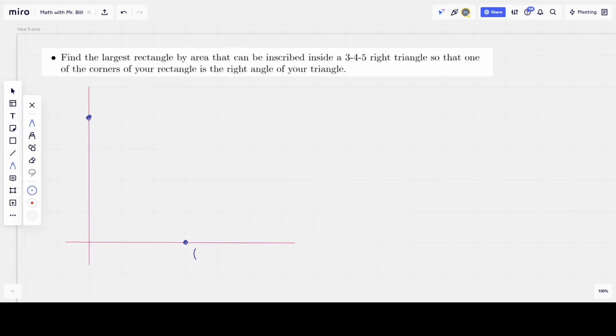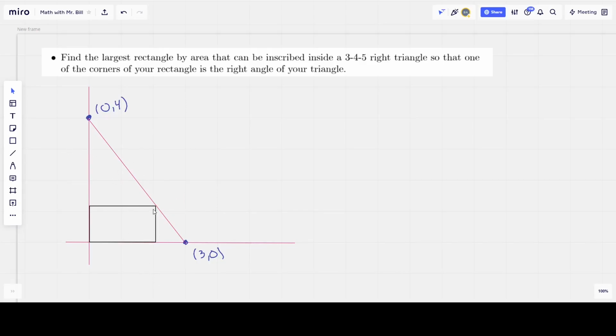And we'll give those points. That's 3, 0, and this point here is 0, 4. Those are going to come in handy in just a minute. So let's draw in the hypotenuse of this triangle. Now we need to inscribe a rectangle so that one of the corners is at the right angle. That means the rectangle is going to start at 0, 0, and it's going to look something like this.